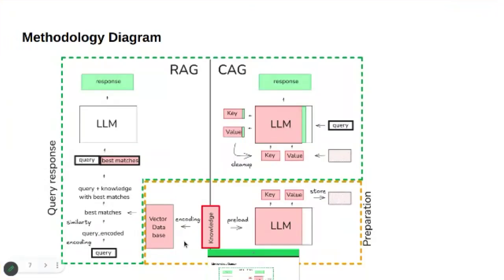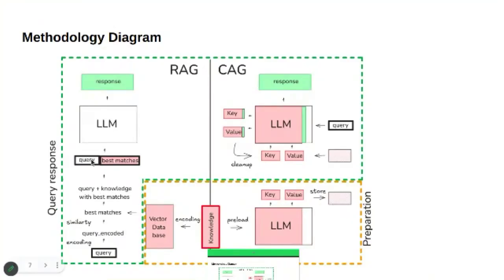But then if you look at the RAG, the vector database retrieves the knowledge from the source, and then after that, you get the query knowledge with best matches. The best matches have to happen through similarity: the query is encoded, and then it fits the best matches. Then we get knowledge with the best matches. It happens like the query and key value querying with the key value cache, but here it's just querying and knowledge with the best matches. So everything is matched and it's feeding into the LLM.